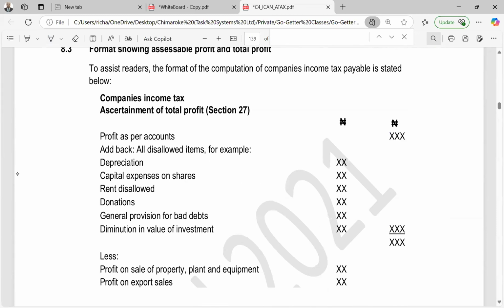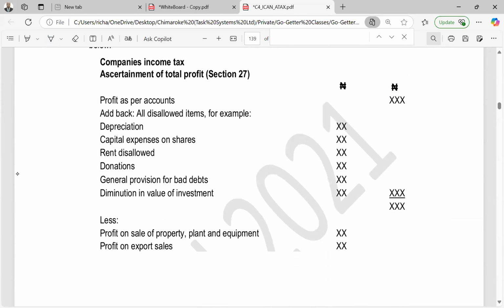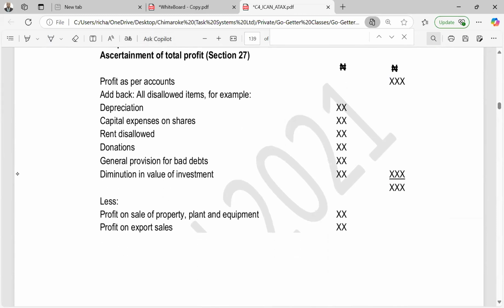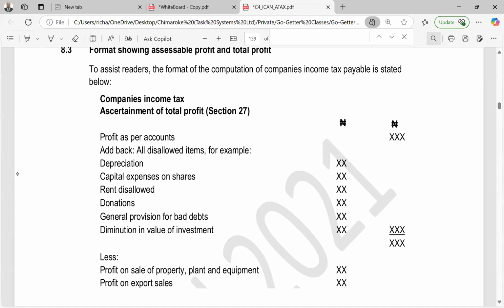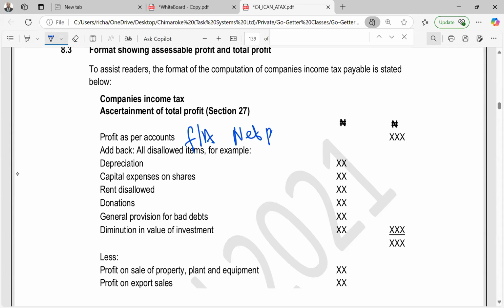Now, if you look at this format, let me explain this format. Now we have profit as per account. This means that this is the financial account. So this is the financial account. So this is the net profit. So most times it is the net profit method that is used in preparing your tax.